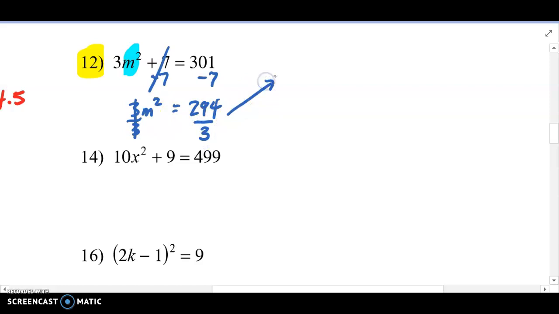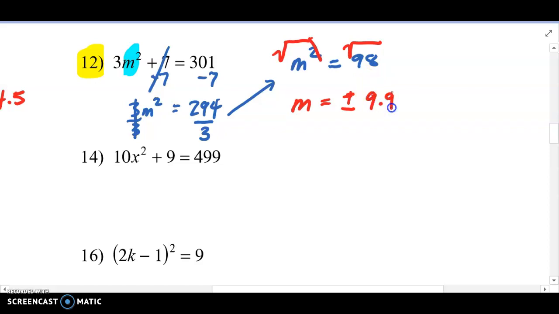I'm going to come up here where there's more space. So now I have m squared equals, punch in 294 divided by 3. We get 98. And then once again, to undo the square, we're going to do the square root. That's going to cancel that. So m equals plus or minus the square root of 98. That's not a perfect square. Punch that in your calculator. You should be getting 9.9. So our solutions are plus or minus 9.9.